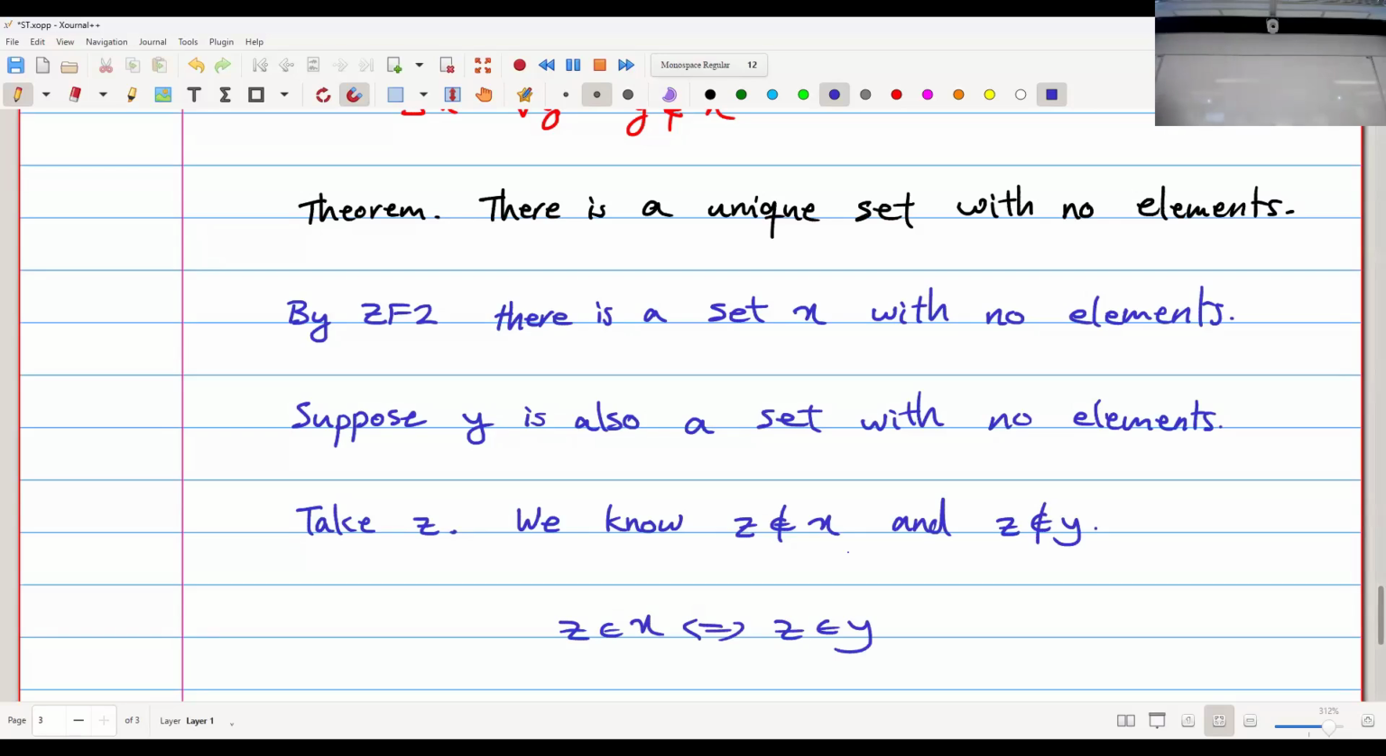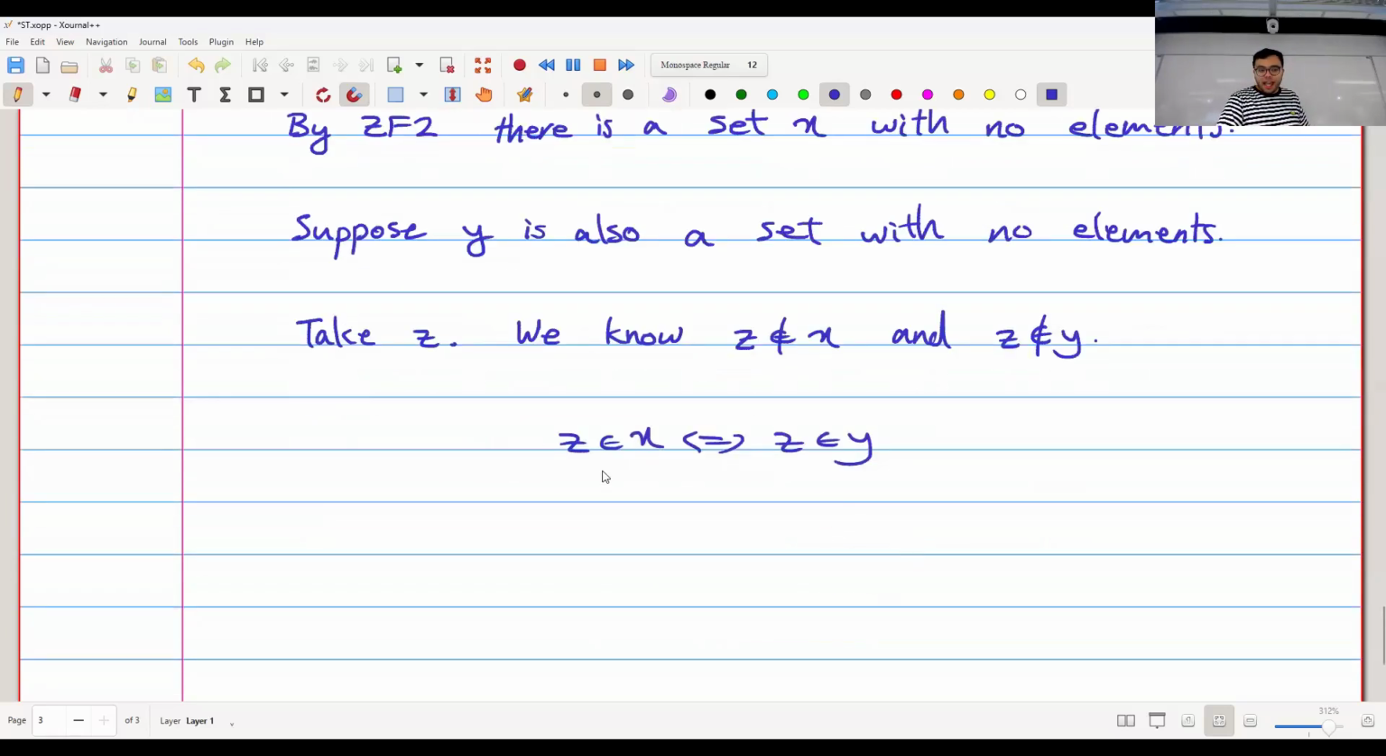Because if you look at one side, if Z is in X, then Z is in Y. Well, there is no Z in X, so it holds vacuously. And if you look at the other side, that holds vacuously too. And this was for every Z. So what we just proved here is that for every Z, Z is in X if and only if Z is in Y, which by the first axiom means that X is equal to Y.